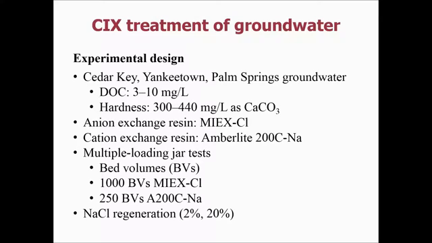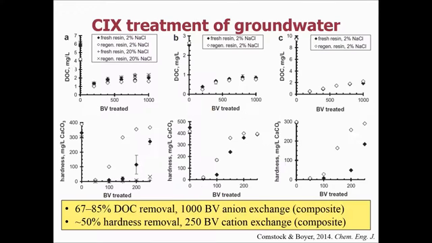So conceptually it might be a little hard to visualize, but you're processing the same amount of water, but because you have different amounts of anion exchange resin and cation exchange resin, that's why we represent it here by the 1,000 bed volumes of anion exchange and the 250 bed volumes of cation exchange. And then we looked at regeneration with sodium chloride, kind of a low-level spectrum here, or 2% on one side and all the way up to 20% on the other.